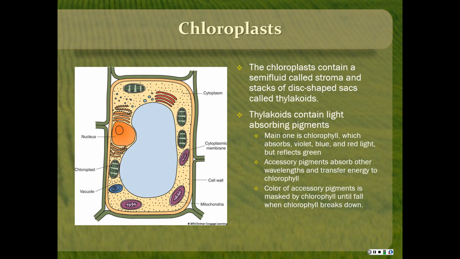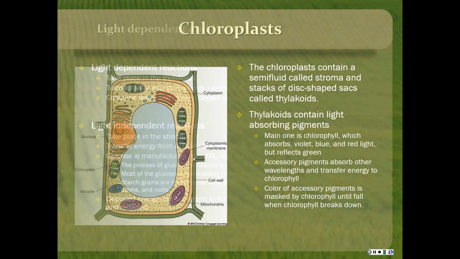But normally you can't see the color of the accessory pigments because it's masked by the chlorophyll through most of the plant's life, until fall when the chlorophyll breaks down because the plants are no longer actively doing photosynthesis, so they don't need chlorophyll. And that's why at that time you can see the colors of their accessory pigments. So some leaves, depending on the species, will turn yellow, some red, some purple, orange in the fall. So that's the reason plants' leaves change color in the fall.